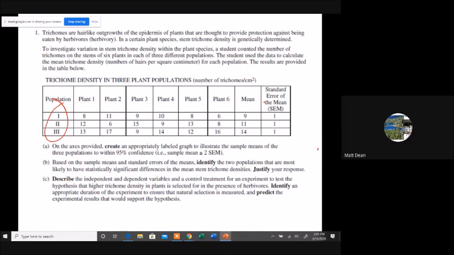Notice what they're asking you to do here. I'm asking you a question about a pre-made graph on this one. So we want to illustrate the sample means to within a 95% confidence interval, or go plus or minus 2 standard errors of the mean.